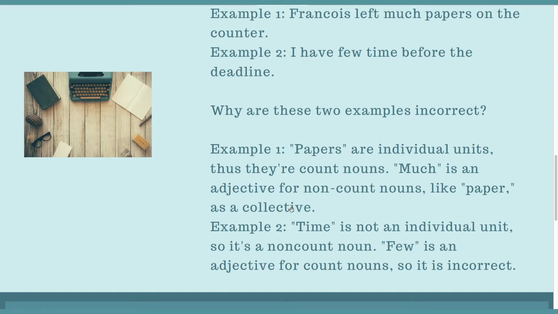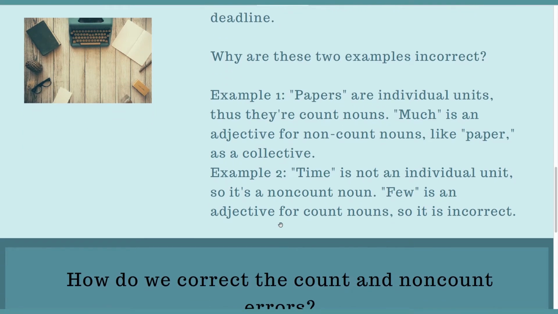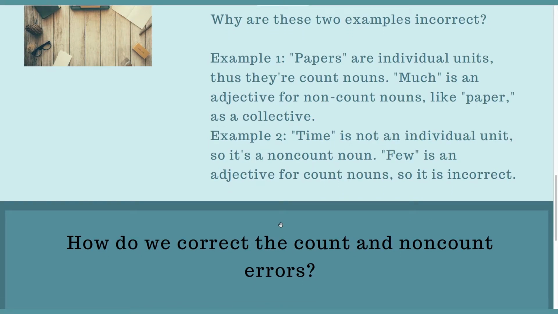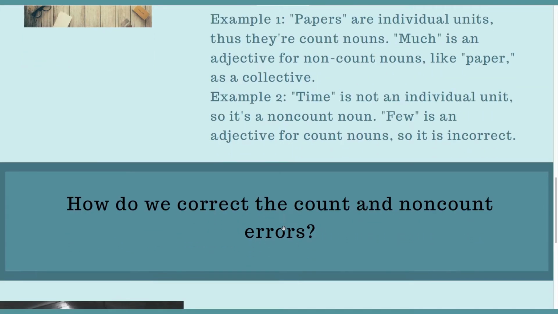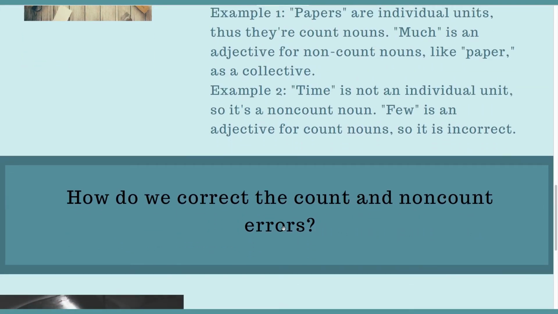Let's look at how to correct these. Why are these two examples incorrect? Papers are individual units, and thus they're count nouns. Much is an adjective for non-count nouns like paper as a collective. Example 2, time is not an individual unit. If you were to say minutes, for example, that's individual, but time is not. It's collective, so it's a non-count noun. Few is an adjective for count nouns, so it is incorrect.